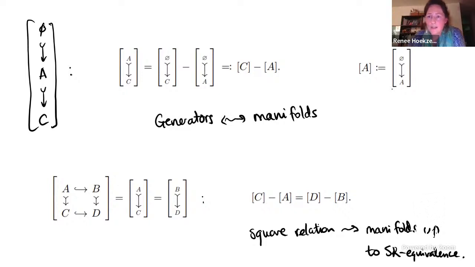Okay, and we'd shown before in the previous paper that the square relation is equivalent to saying that the manifolds are up to SK equivalence. So I've now reduced to saying that my generators for pi1 are manifolds, and the SK relation is one of the relations on them.